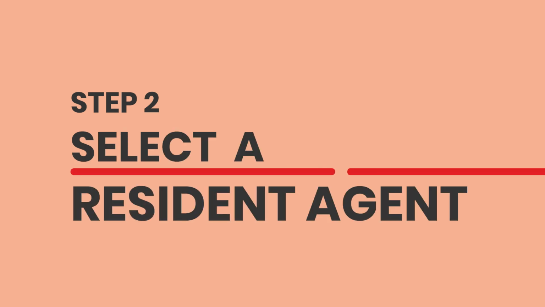Step 2. Select a resident agent. A resident agent is an essential part of setting up your LLC. A resident agent acts as your LLC's official point of contact for legal documents and government correspondence, so it's wise to have a good one.